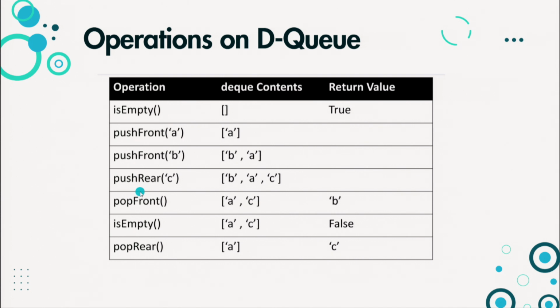And the third input is push rear of C. So, this element C has to be newly added to the DQ, but at the last position. So, this would be the state of the DQ.